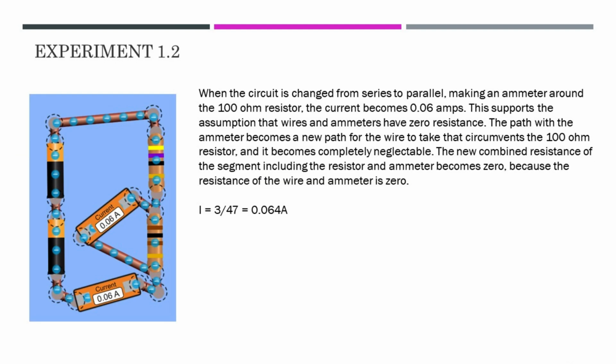When the circuit is changed from series to parallel, making an ammeter around the 100 ohm resistor, the current becomes 0.06 amps. This supports the assumption that the wires and ammeters have zero resistance. The path with the ammeter becomes a new path for the current to take that circumvents the 100 ohm resistor, and it becomes completely negligible. The new combined resistance of this segment, including the resistor and ammeter, becomes 0 because the resistance of the wire and ammeter is 0. Then I used this to backcheck my work, and using Ohm's law, I got that the current was 0.064 amps.